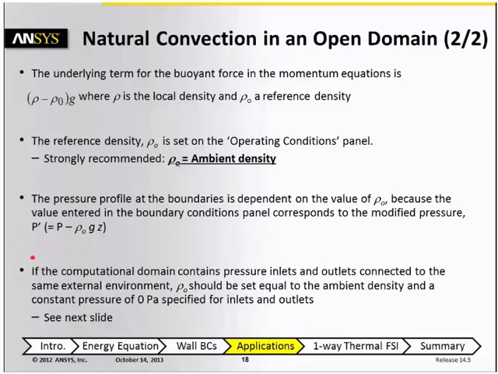The consequence of this is that if you have a computational domain that has both pressure inlets and outlets that are connected to the same external environment, then when you set rho naught equal to the ambient density, it means that you can specify a pressure of 0 for all of the inlets and outlets, which is very convenient. And on the next slide, we'll see how that works.